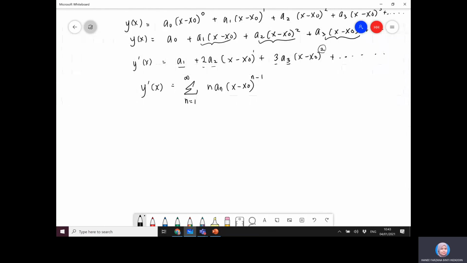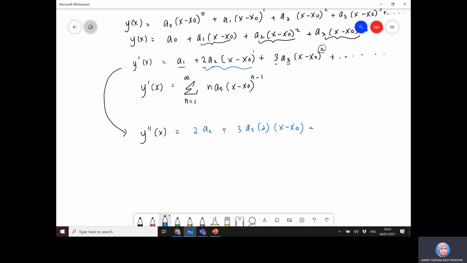Okay, and then you can do the same here. So we start from this term to get the second derivative of y, y double prime of x. From that term, you differentiate a1, you get 0. So just 0. So we start with this term, and you get 2a2, just 2a2, plus 3a3 times 2 times (x minus x naught).